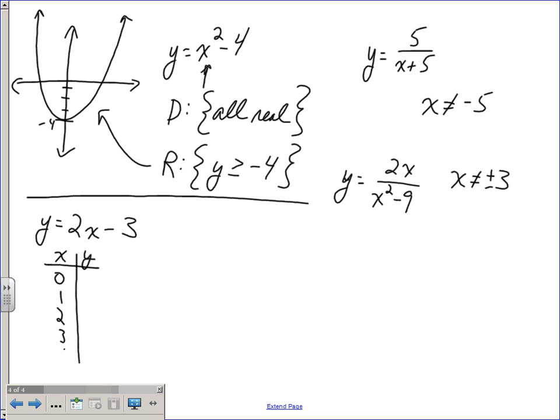1, 2, 3, 4. If x is 0, 2 times 0 is 0. 0 minus 3. 2 times 1 is 2. 2 minus 3. 2 times 2 is 4. 4 minus 3. 2 times 3 is 6 minus 3. 2 times 4 is 8. 8 minus 3. I don't care what numbers you put in there. You want an easier way?